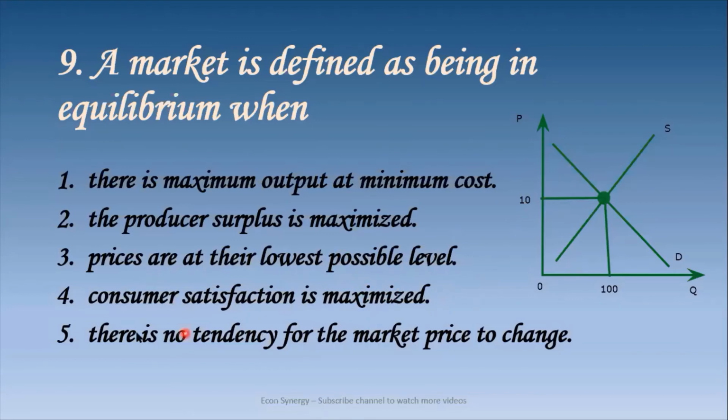At equilibrium, there is no tendency for market price to change. Now here is the market price. At the equilibrium situation, there is no tendency either to increase or decrease the market price. Right? Then that's the equilibrium situation. Then the answer is the fifth one.